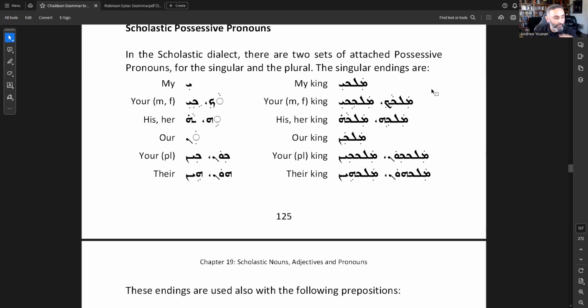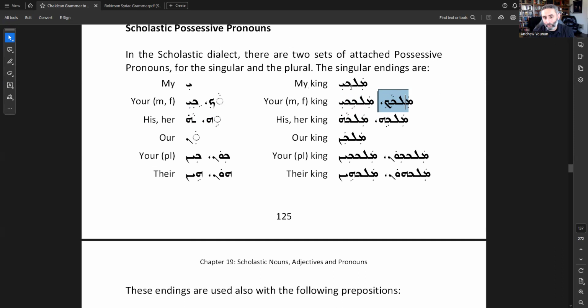If you want to speak to a female and say "your king," it's melkech. It has a silent yod at the end, melkech. But the real distinguishing thing is this e sound, melkech. If you want to really remind yourself that there's a yod at the end, you can say melkechi.